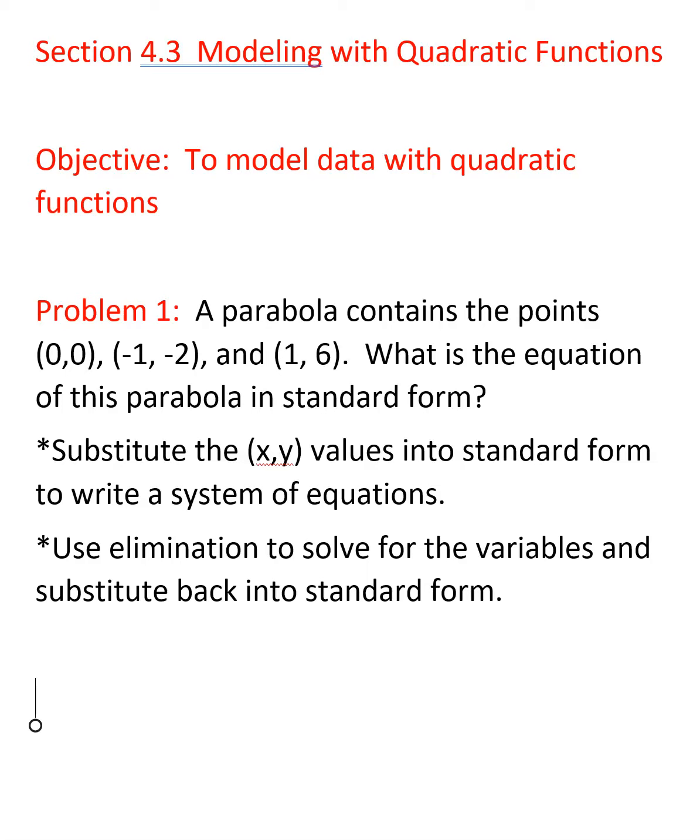Problem number 1. A parabola contains the points (0, 0), (-1, -2), and (1, 6). What's the equation of the parabola in standard form? Remember, standard form looks like this: y equals ax squared plus bx plus c. We're going to find the equation that hits every single one of these points exactly. We substitute the x, y values for each one into 3 different equations, solve using elimination or substitution, and finally substitute back in to find the final equation.